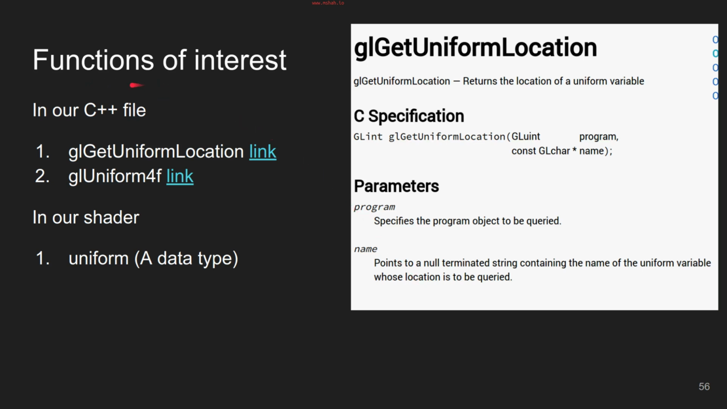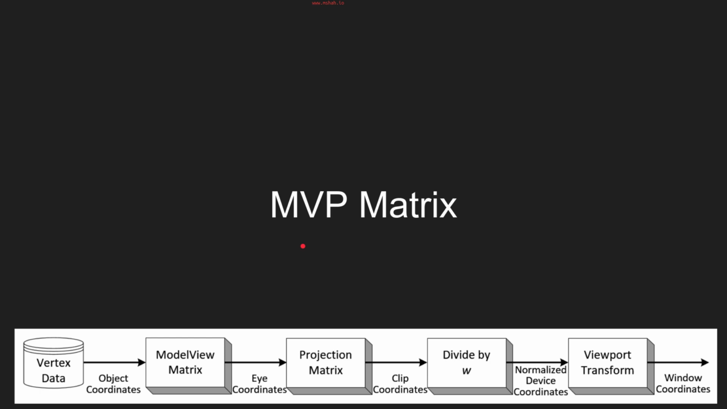So some functions of interest here in our C++ file: glGetUniformLocation and glUniform4f. Okay? And in our shader, uniform. And we'll take a look in a moment.